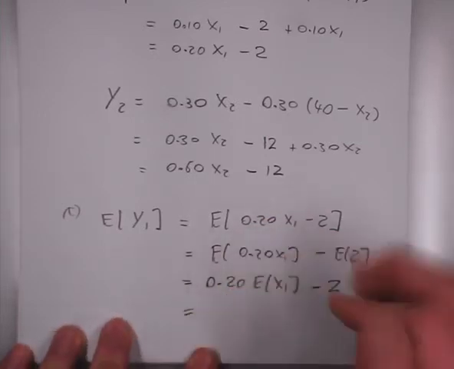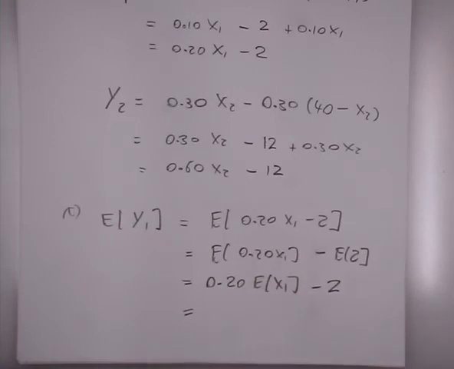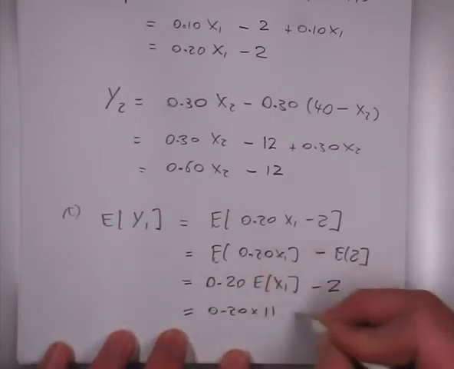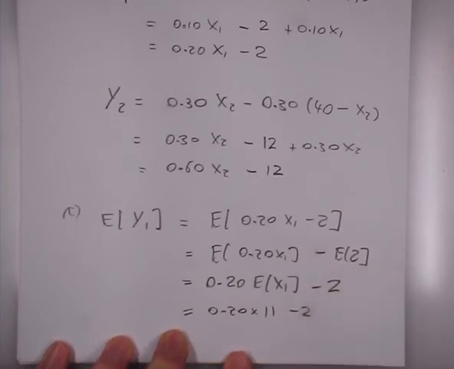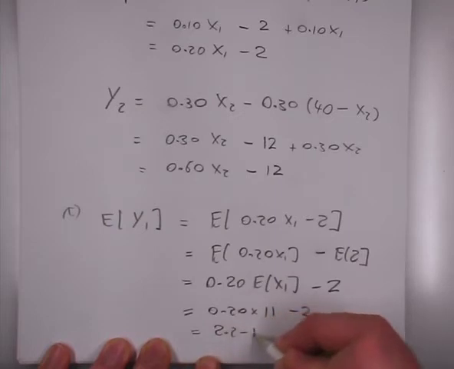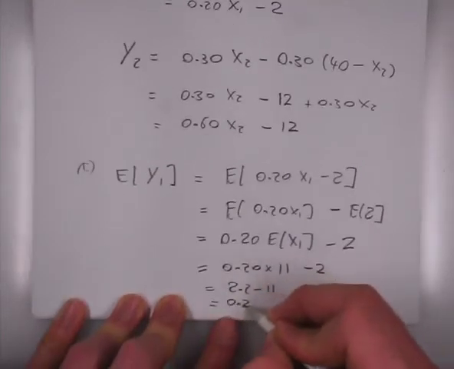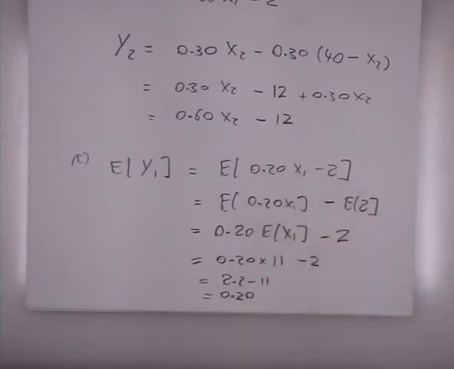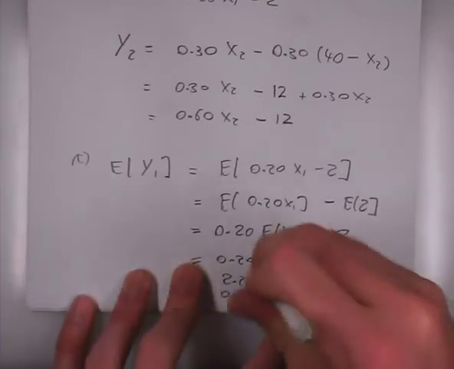So the expected value of x1 was 11. So I can sub that into the formula. So y1. So the expected total change is up 20 cents overall. Okay? So I did it in dollars, of course. So because it's positive, oh, not 11, minus 2, sorry about that.